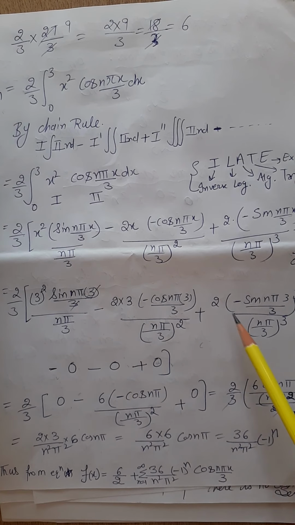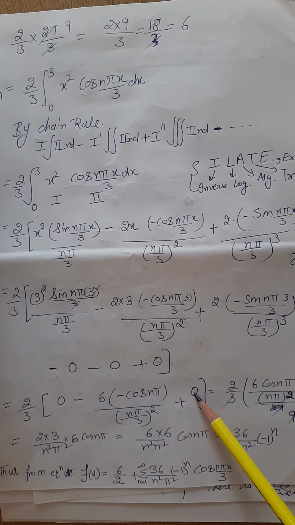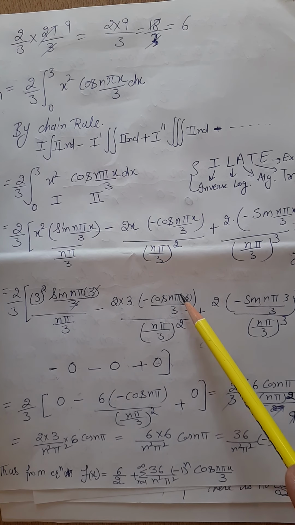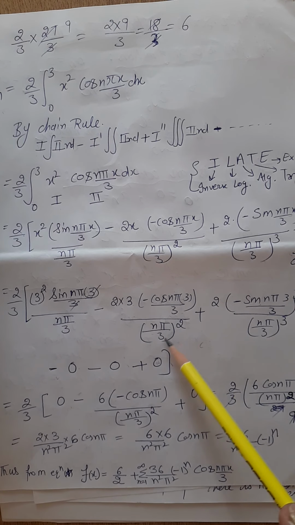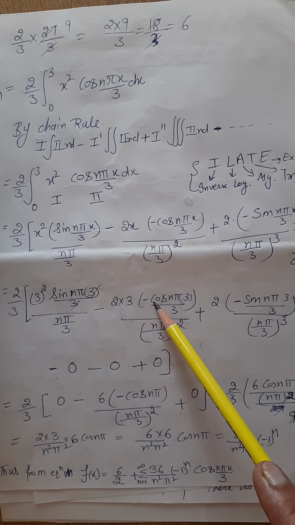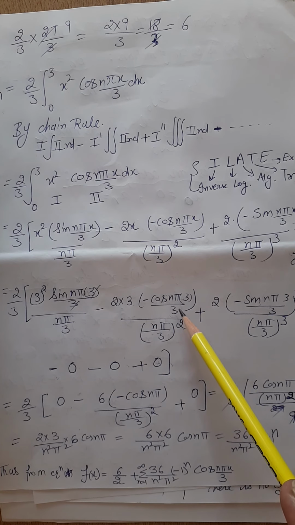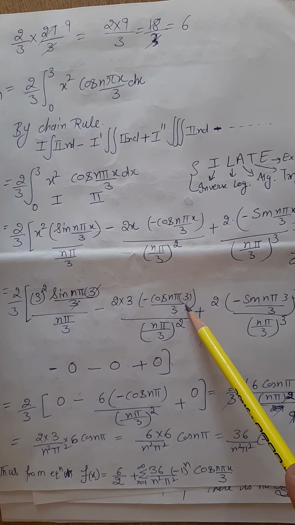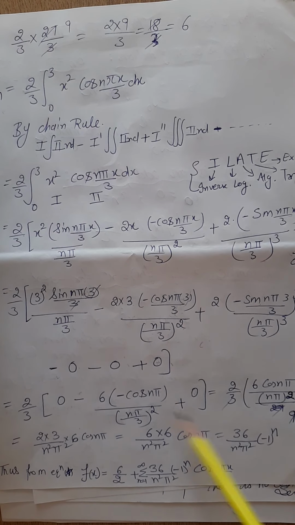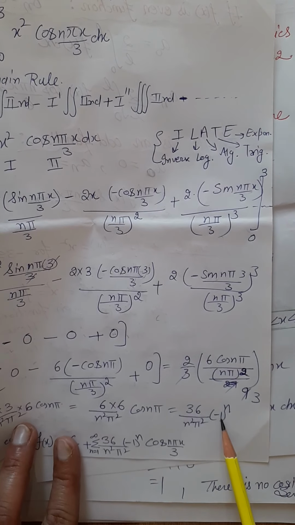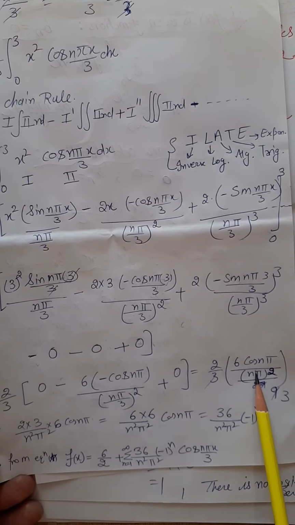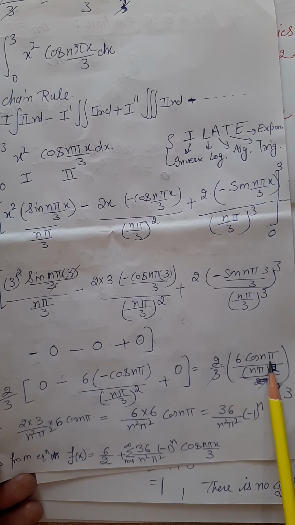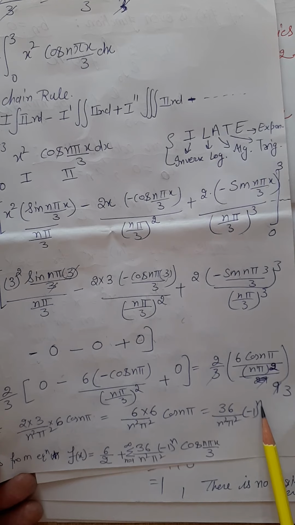So, the first and the third term is 0. Now, we see our second term, 2 into 3 is 6, n pi to the whole square, 3 to the square is 9, and minus cos n pi into 3. Cancelling 3 from the numerator and denominator, you get only cos n pi. Here, the value of cos n pi is minus 1 to the power n. I repeat, the value of cos n pi is minus 1 to the power n.